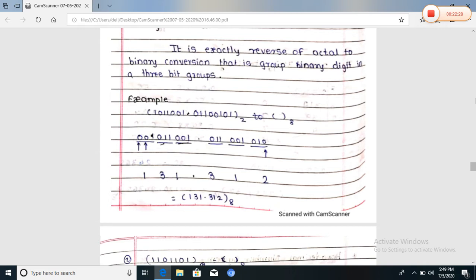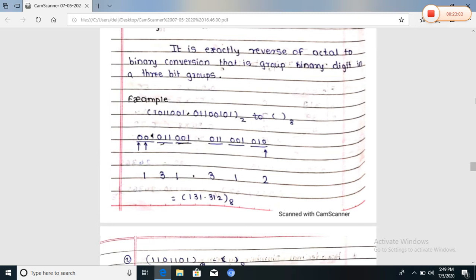So 1 0 0 is the first group, 3 digits in a 3-bit group. Next 1 1 0 is the next group. After that only 1 remains, so to complete the group we have to add 0 0. So that is 0 0 1, represented in 3 bits. This is the grouping of the binary number in 3-bit groups.